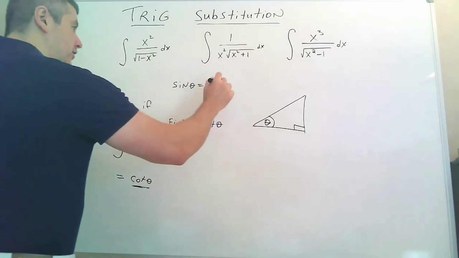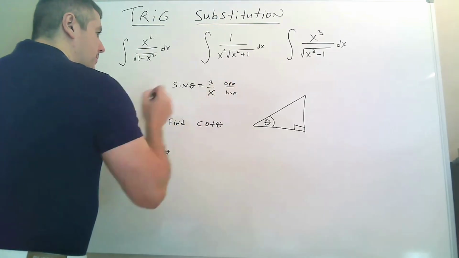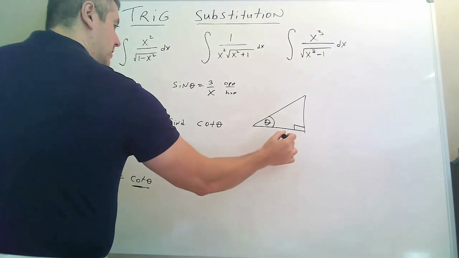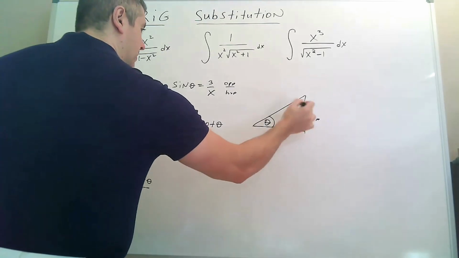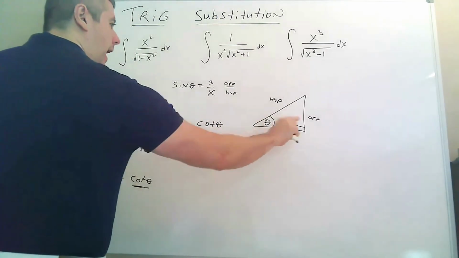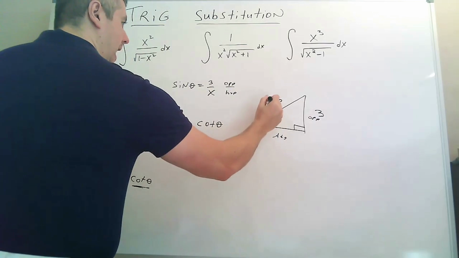Now you have to remember that sine goes with the opposite side over the hypotenuse. So in relation to that angle, remember, this is adjacent, this is opposite, this is hypotenuse. And I bet you thought you'd never see this again. So opposite side is going to be 3. Hypotenuse side is going to be x.